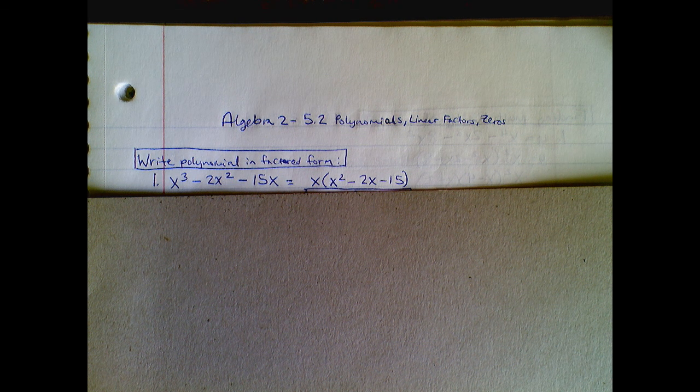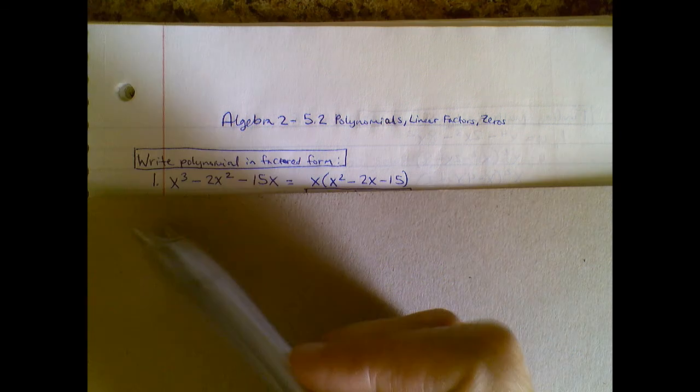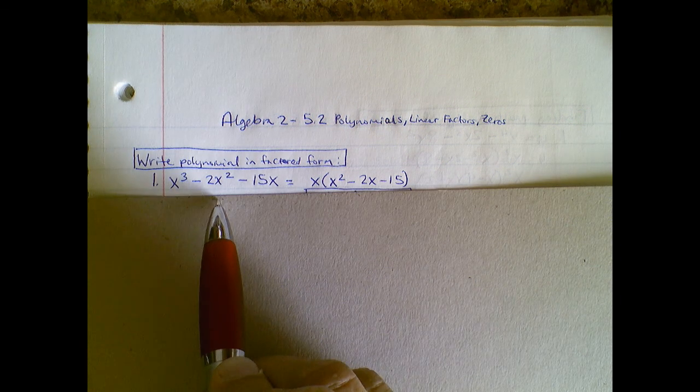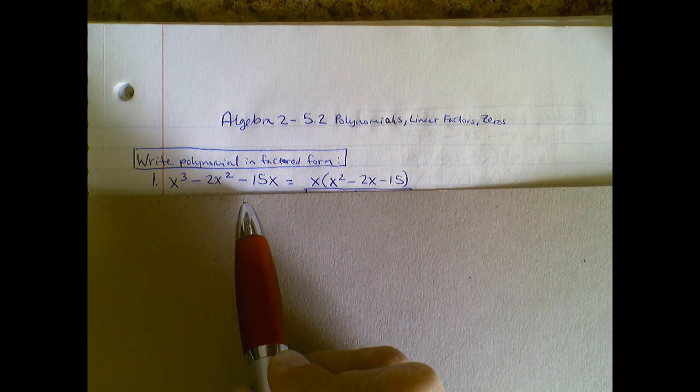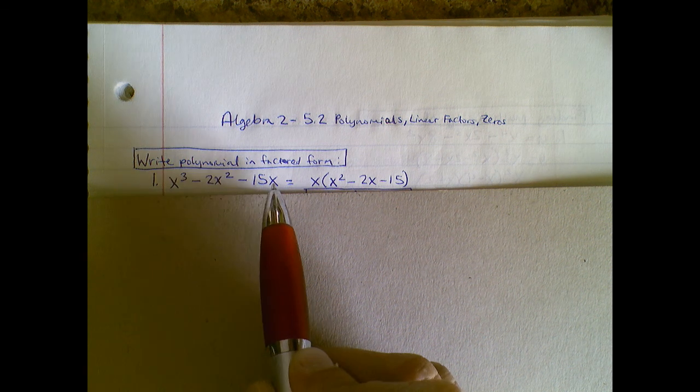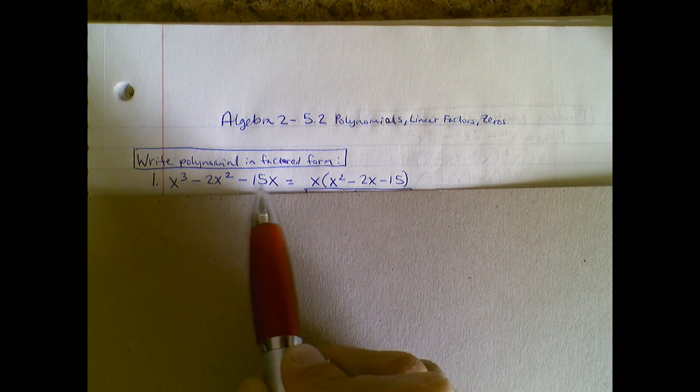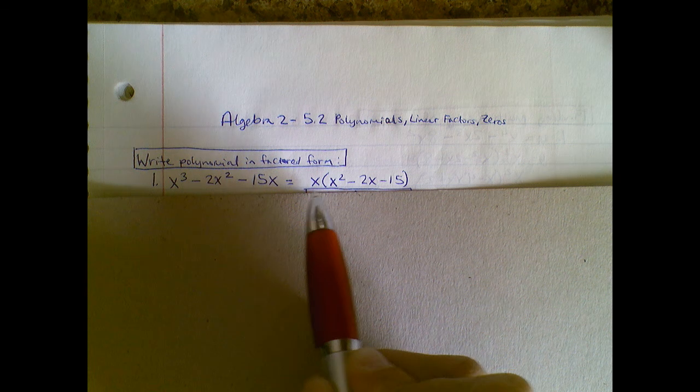So we start off with this problem. It's x to the third power minus 2x squared minus 15x. We're going to look to see if it has a greatest common factor. So notice an x goes into all three of those terms. No number goes into all three, so we can just factor out an x. So we bring out an x.